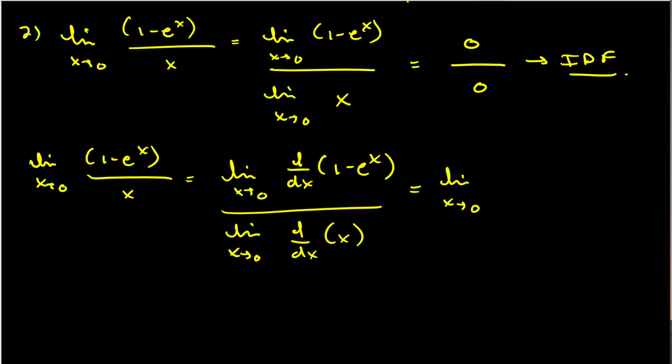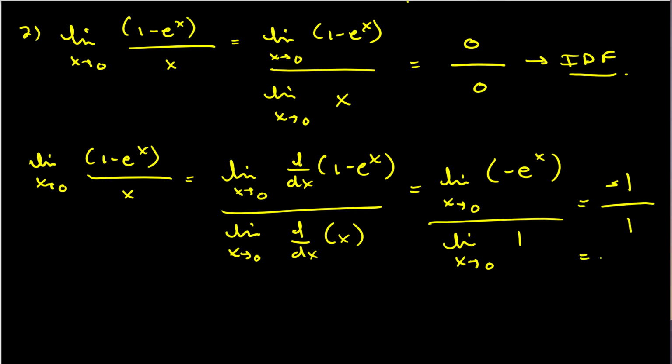The derivative of 1 minus e to the x will be, the derivative of 1 is 0, and minus e to the x will be minus e to the x. And the bottom, limit as x tends to 0, the derivative of x is just 1. So we have the limit as x tends to 0 of minus e to the x. E to the 0 is 1, so we'll have minus 1 on top, and the bottom is 1. So our answer is minus 1.